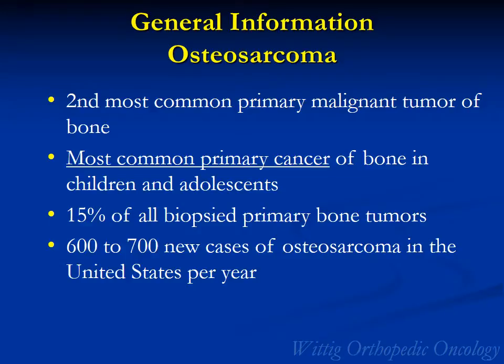Just some general information about osteosarcomas. Osteosarcoma is the second most common primary malignant tumor of bone. The first most common primary malignant tumor of bone is multiple myeloma. Osteosarcoma is the most common primary cancer of bone in children and adolescents. It constitutes 15% of all biopsied primary bone tumors, and there are approximately 600 to 700 new cases of osteosarcoma in the United States per year.